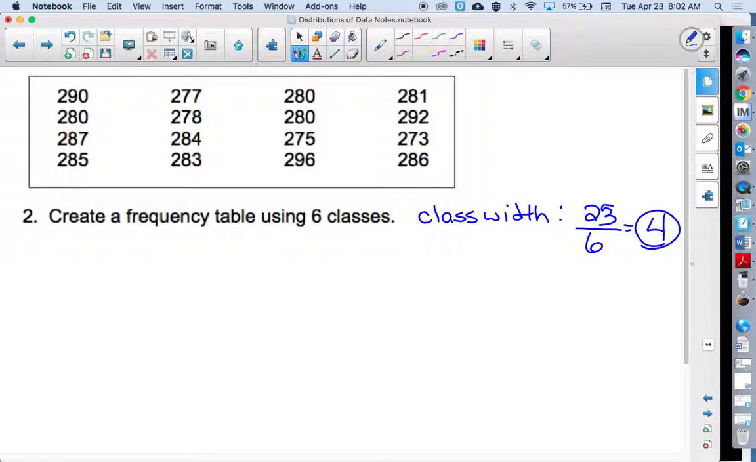So it's really 3.83? 3.83. So that's going to round up to 4. So always round up to 4. So the next thing, we have to look and get the lowest and the highest number.